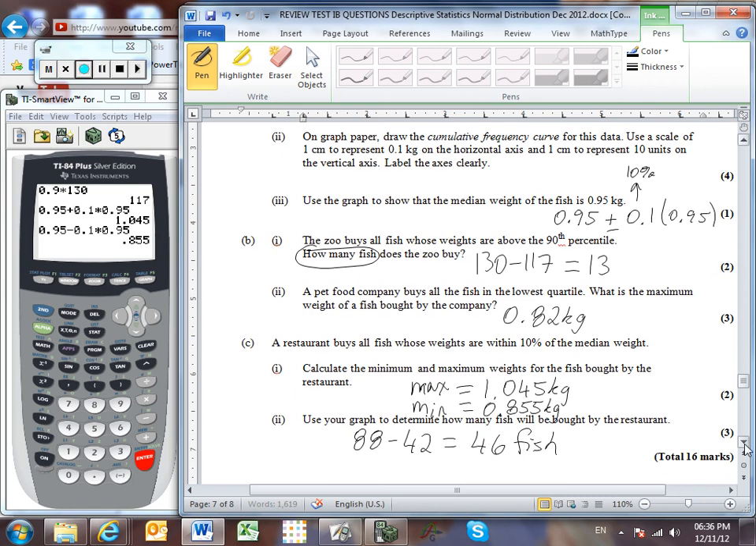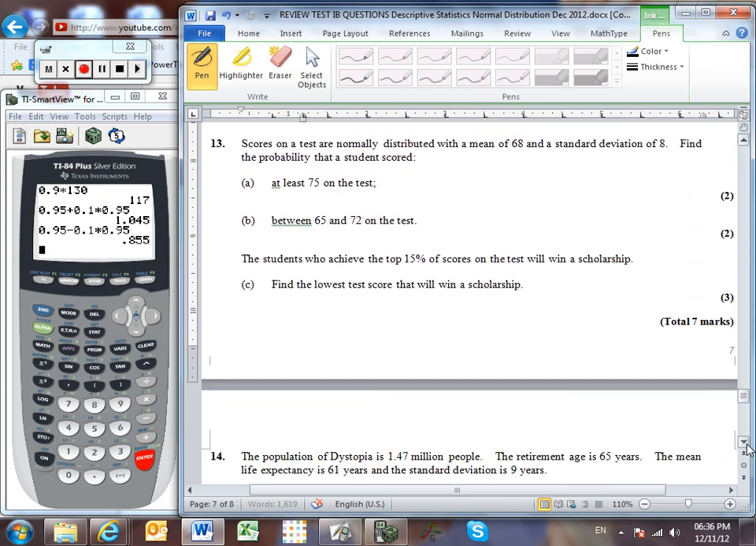Alright, question number 12. Oh, whoops, sorry, we're already on number 13. We'll do some normal distribution questions. Alright, so here's the first one. Scores on a test, they're normally distributed. We got a mean of 68 and a standard deviation of 8. We need to find the probability that a student scored at least 75 on the test.